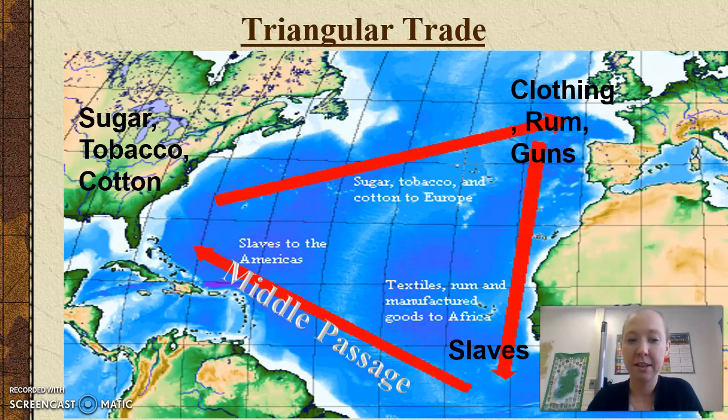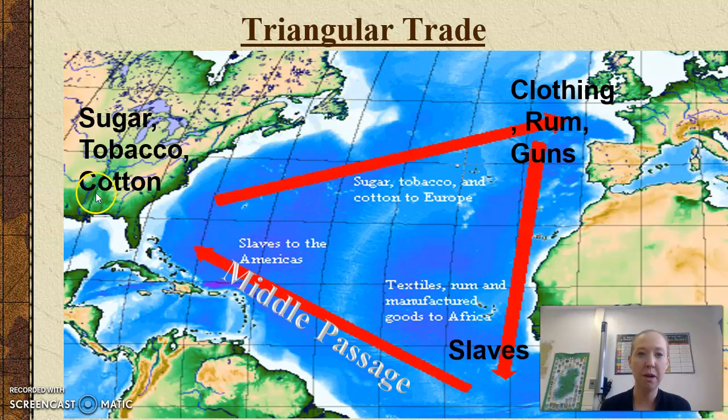All right, so finally, we have the development of the triangular trade system. And the triangular trade system has 3 points, hence triangle, right? And we're connecting 3 parts of the world with the triangular trade system. We're connecting the Americas, North and South, Europe, and Africa.